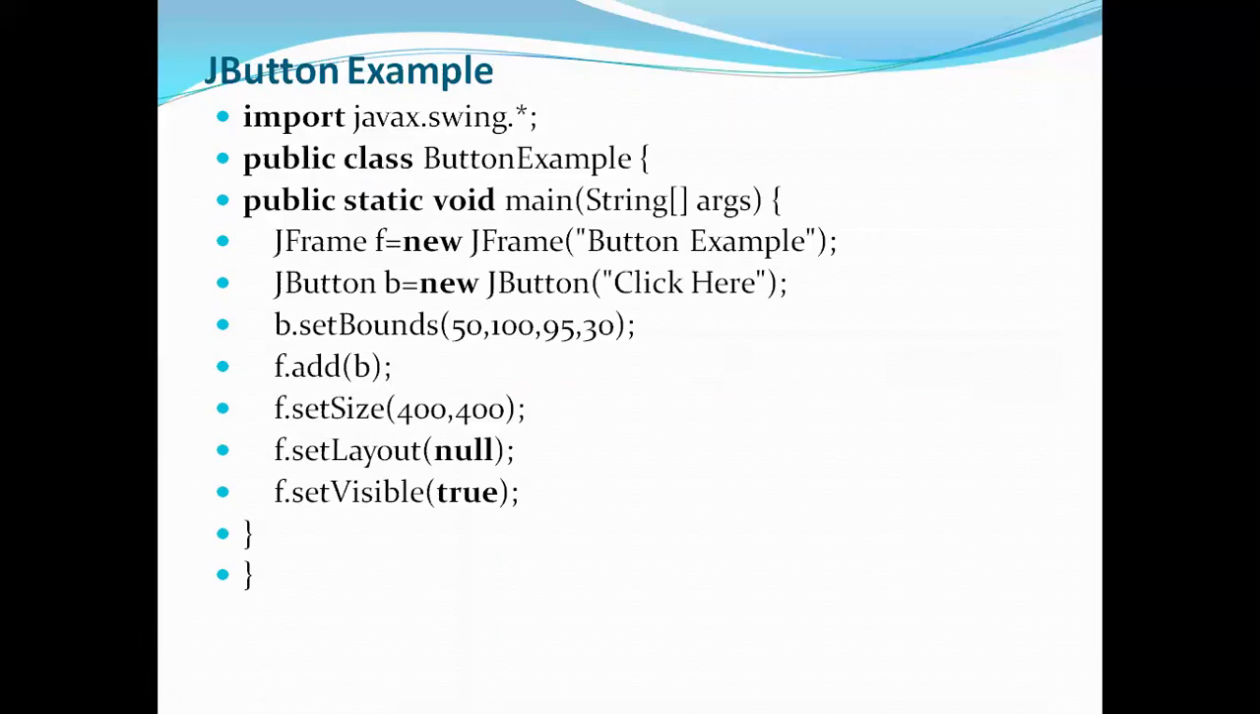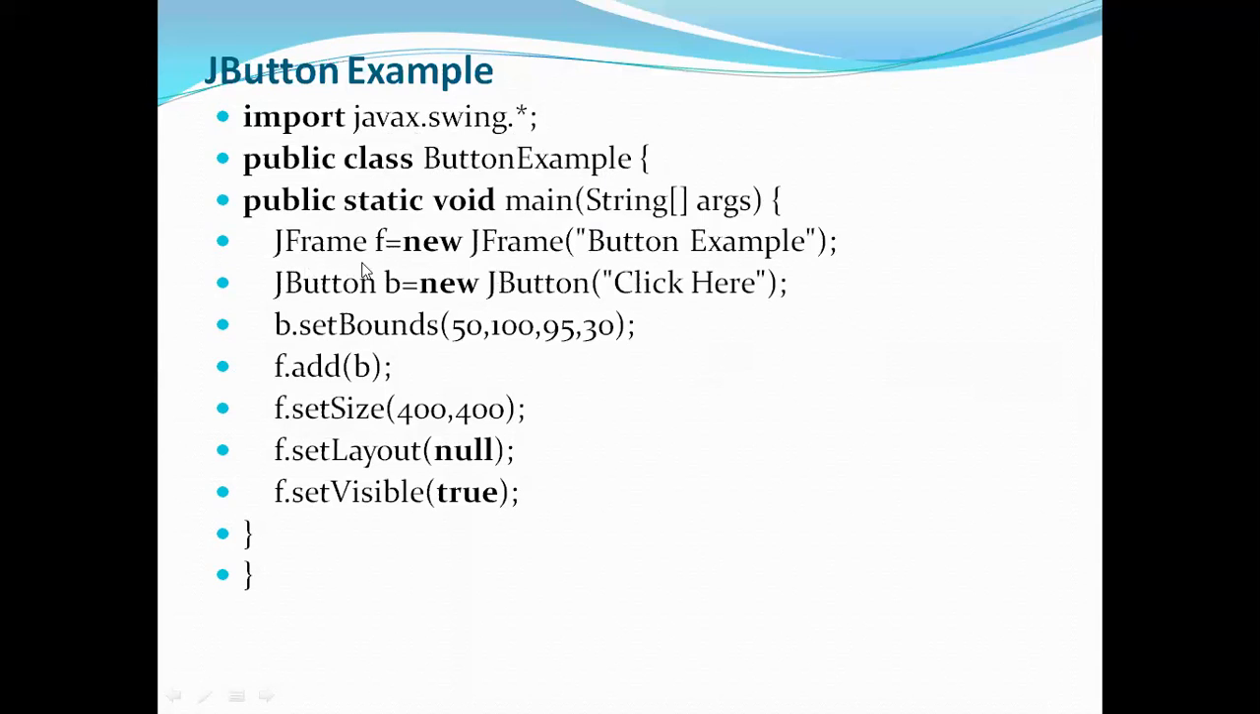Now here just observe, we are importing the package called javax.swing.*. There we have also imported java.awt.*. So for Swing you need to import this package called javax.swing. And I took a class, ButtonExample, with a main method.